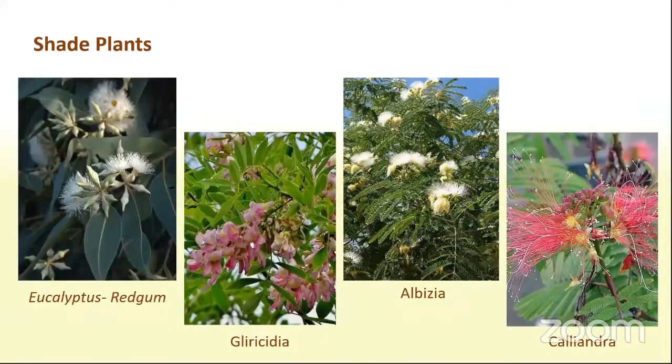Then the shade plants. Especially in tea plantations and other cultivation, we have some low shade and high shade plants. Eucalyptus is a high shade plant, and gliricidia is a low shade plant. So these are also very good foraging plants that we can establish in our apiaries, maybe as an alley crop or as a hedge crop.